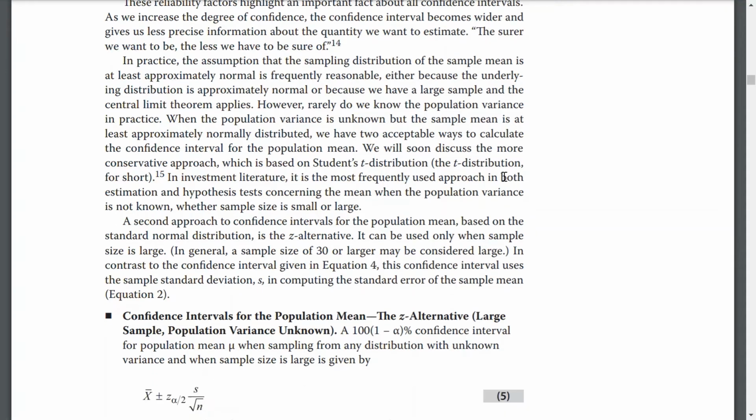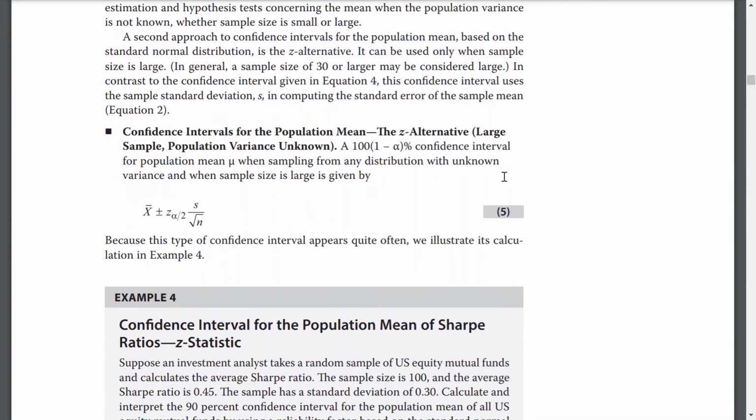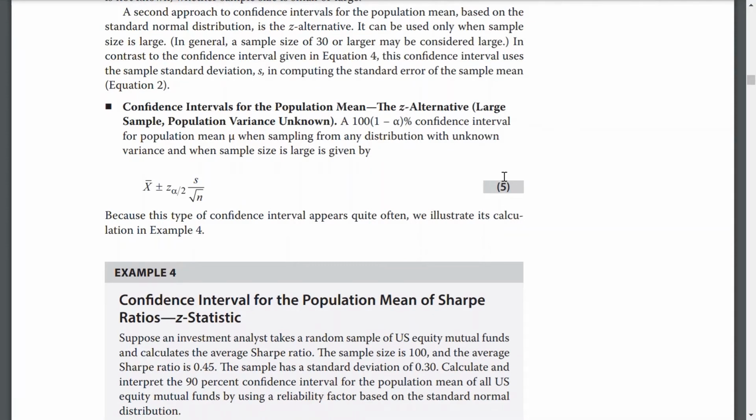The second approach to confidence intervals for the population mean, based on the standard normal distribution, is the z alternative. It can be used only when the sample size is large. In general, a sample size of 30 or larger may be considered large. In contrast to the confidence interval given in equation 4, this confidence interval uses the sample standard deviation S in computing the standard error of the sample mean. Equation 2, confidence interval for population mean, the z alternative or large sample, population variance unknown.